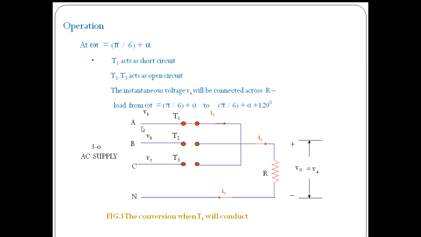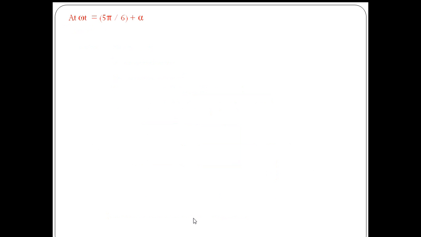Current will flow from phase A through T1 and the load resistance, and it will come back to the neutral terminal of the transformer secondary, and we are observing the output voltage. So this phase A will appear across the output voltage. This is the conversion process of AC to DC when T1 conducts.